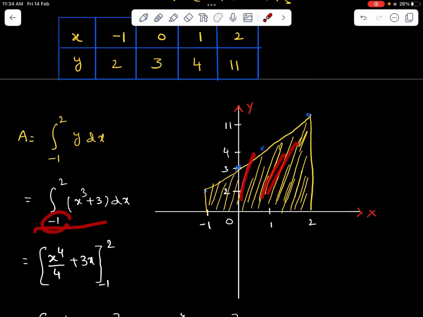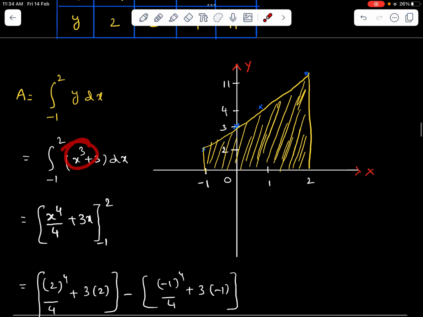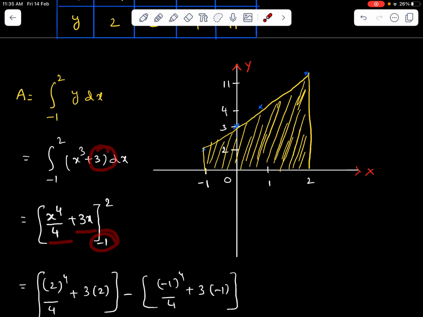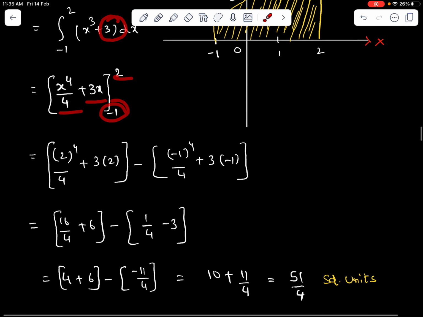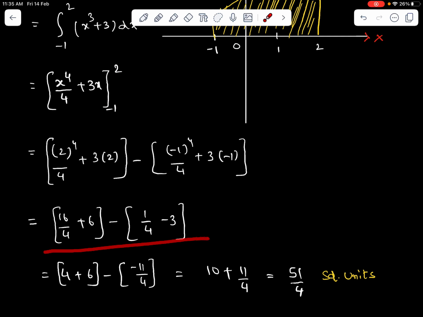Therefore, area is equal to integral from minus 1 to 2 of x cube plus 3. Here the formula: integral x power n is x power n plus 1 by n plus 1. That is equal to x power 4 by 4, integral 3 is equal to 3x, lower limit minus 1, upper limit 2. Therefore, you can observe this is the answer.